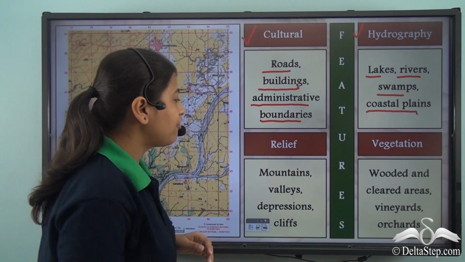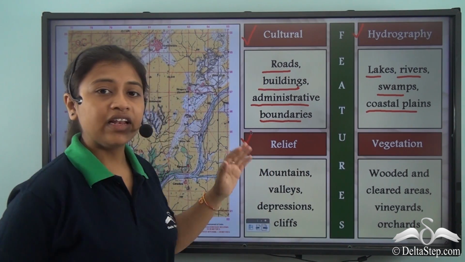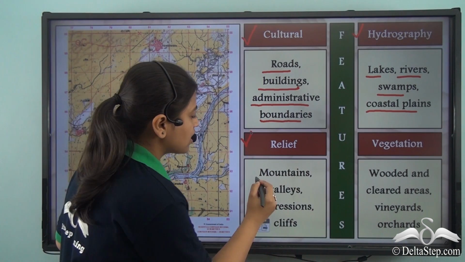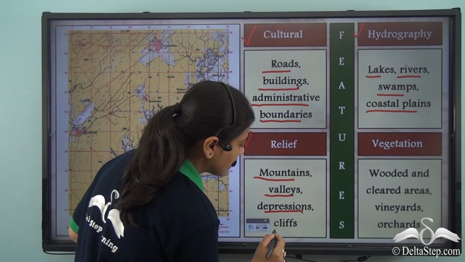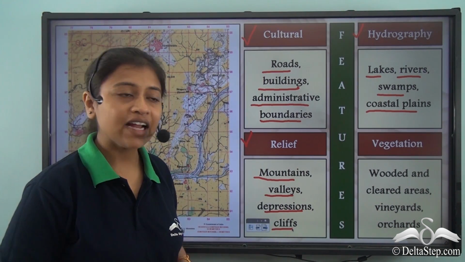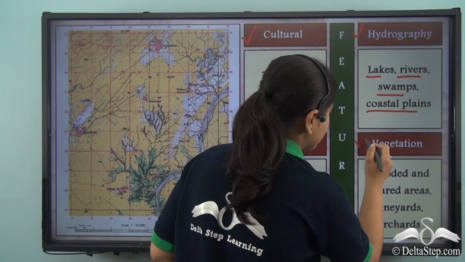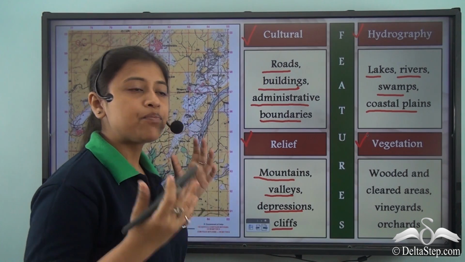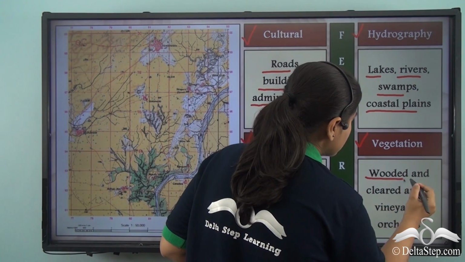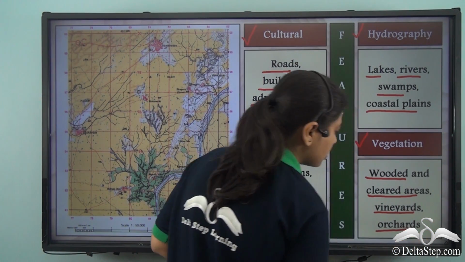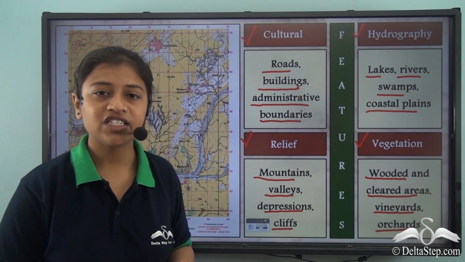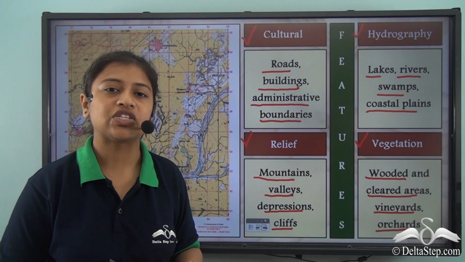Then we have relief features. Relief features mostly include mountains, valleys, depressions, cliffs. And finally, we have vegetation that shows us the presence of wooded and cleared areas, vineyards, orchards, or any other form of vegetation that may be present in the particular area.